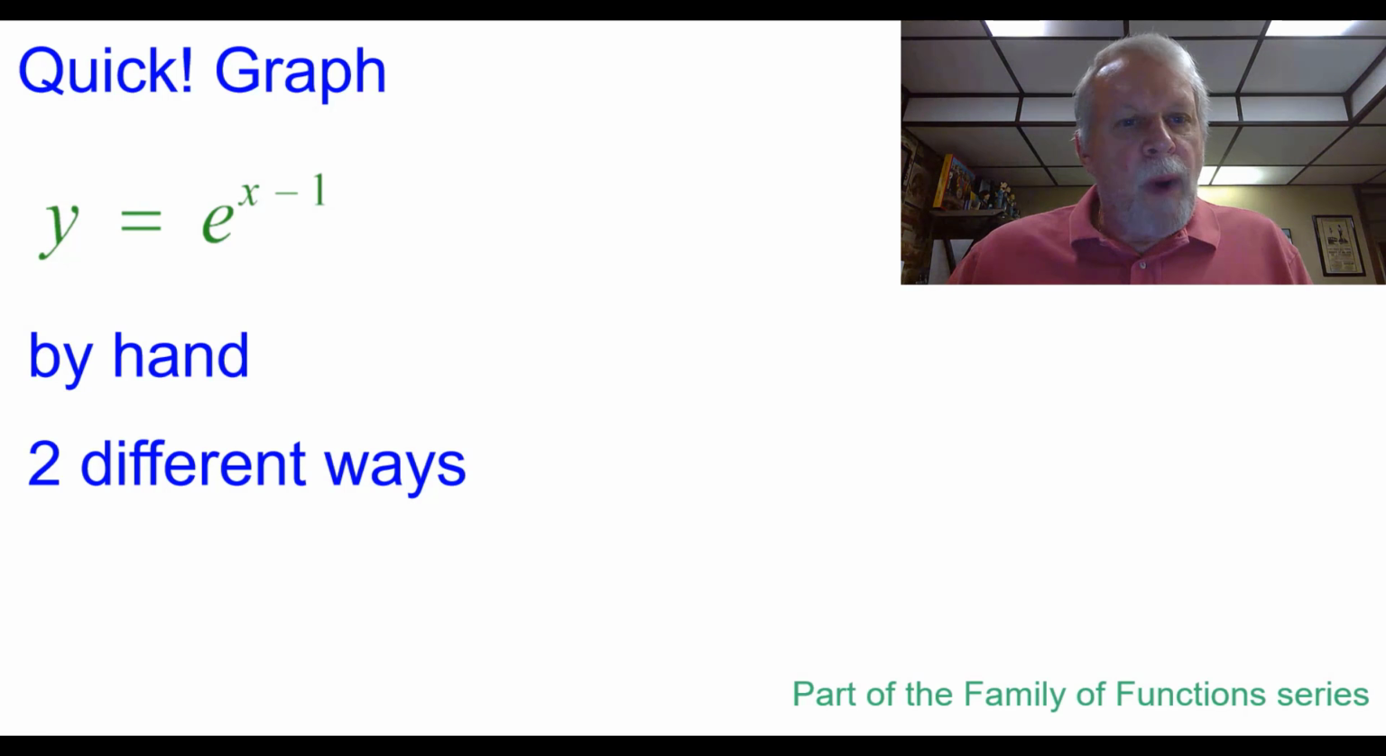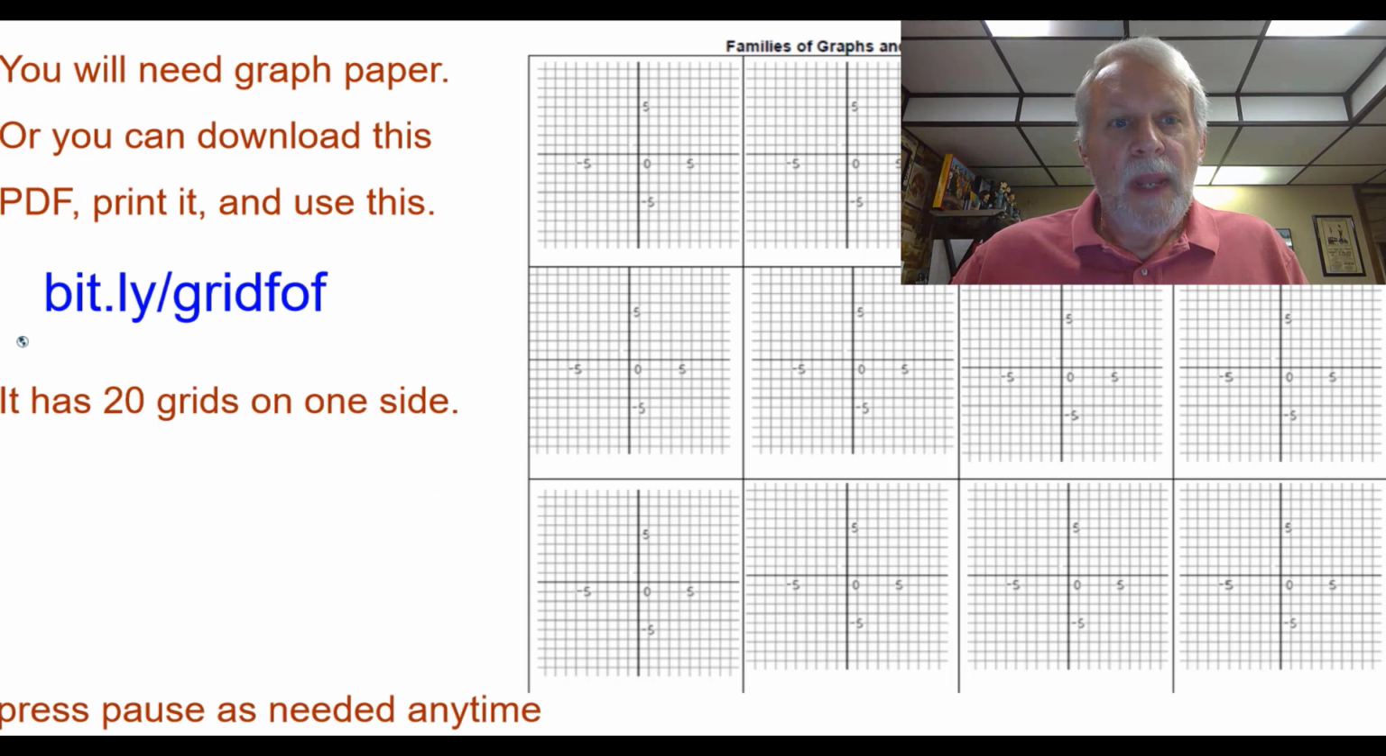Quick, graph y equals e to the quantity of x minus 1 power by hand 2 different ways. This is part of the family of functions series. You will need graph paper, or you can download this PDF and print it. Press pause as needed anytime during the video.